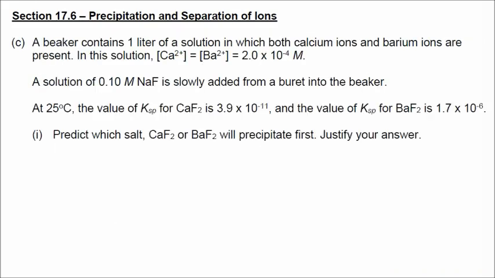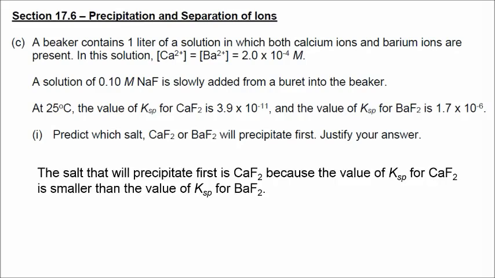All right, let's decide if a precipitate is going to form. Is it going to be calcium fluoride or barium fluoride? So we're actually predicting which salt will precipitate first. Focusing on the value of KSP, what you should be aware of when you look at these two numbers is that the KSP for barium fluoride is larger and the KSP for calcium fluoride is smaller. So what does that mean? Well, that means that the first salt that should precipitate is calcium fluoride because it has a smaller value of KSP.